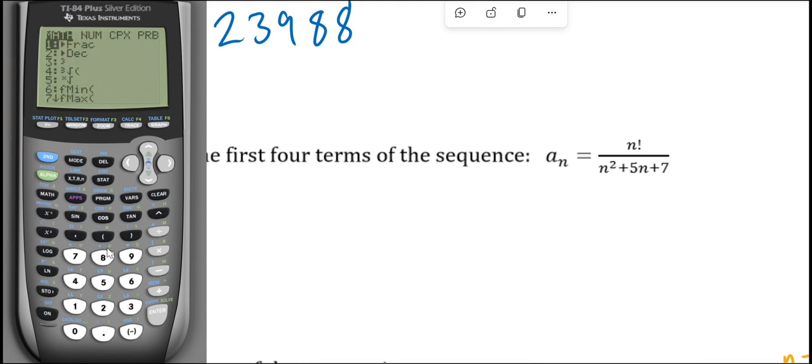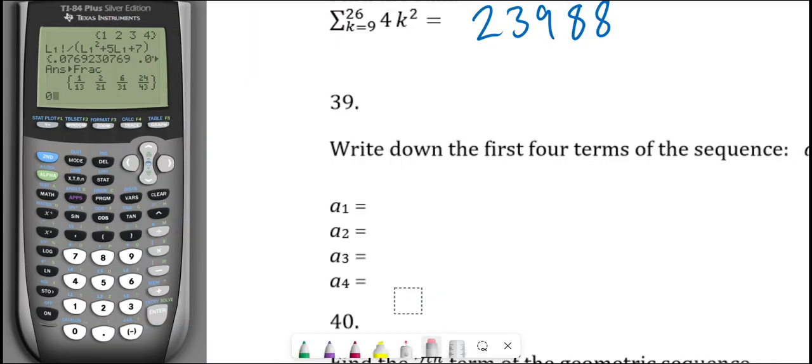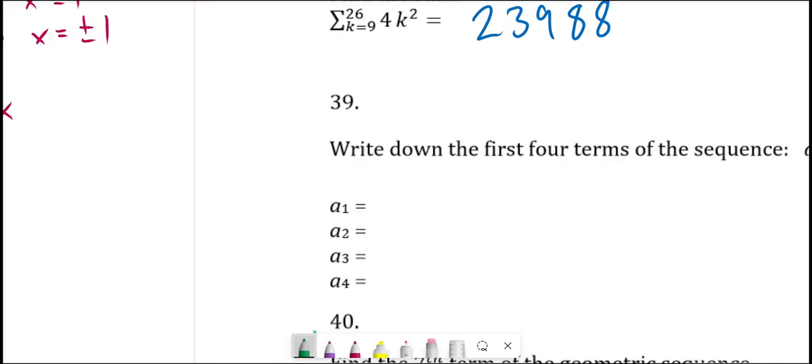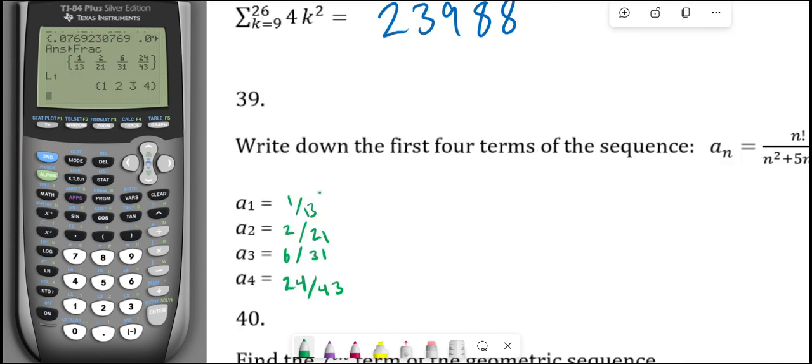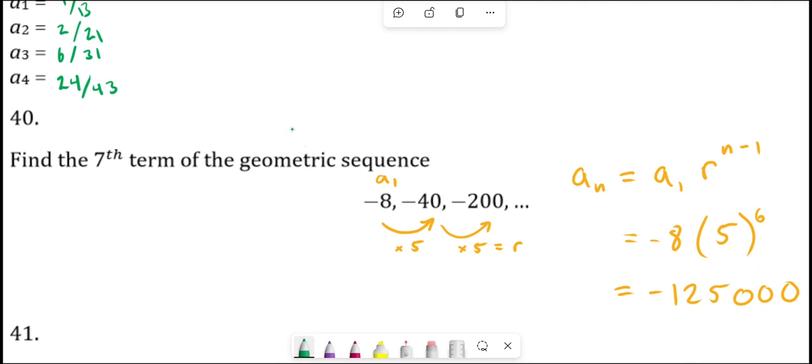If I want to look at that stuff as a fraction, we could just store it as a fraction, which actually gives me some different answers than I had here, so I must have had a typo when I did this before. I don't know where those numbers came from, but these should be our correct answers here. Question 40 asks us to find the 7th term in the geometric sequence.